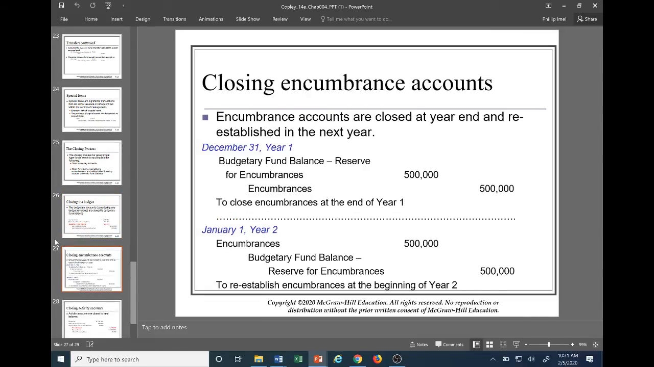Now, what about encumbrance accounts? We have to close encumbrance accounts at year end. Am I moving too fast for you? No. Okay. So closing encumbrance accounts. Encumbrance accounts are closed at year end and then reestablished in the next year.